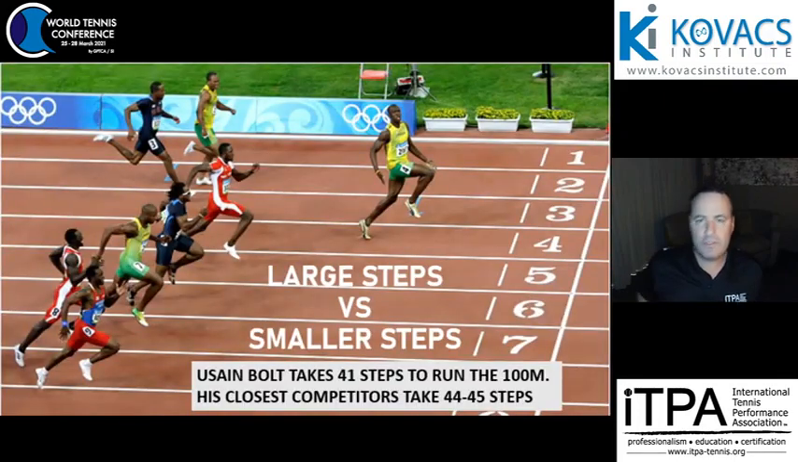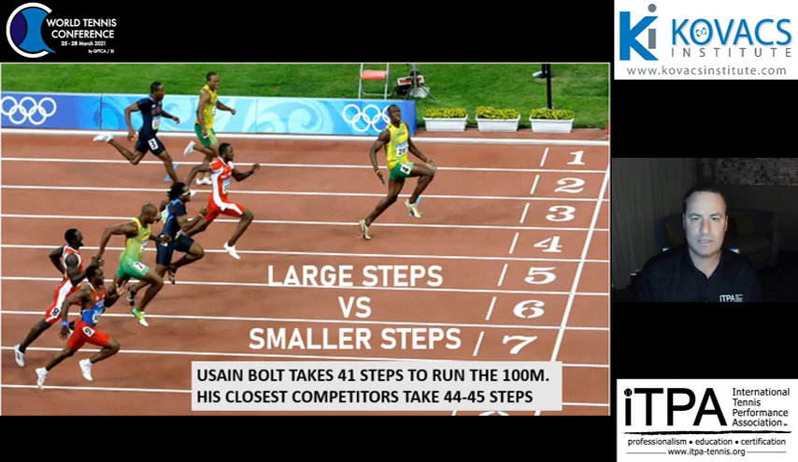So, larger steps versus smaller steps. When we're talking tennis, you may be asking, why am I showing you Usain Bolt, the fastest person in the history of movement? Using him as an example, he takes 41 steps at his fastest to run the 100-meter sprint. Pretty much everyone else in that race takes 44 to 45 steps. So he takes 3 or 4 steps less than his competitors.